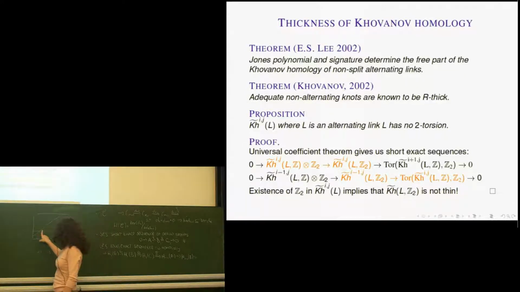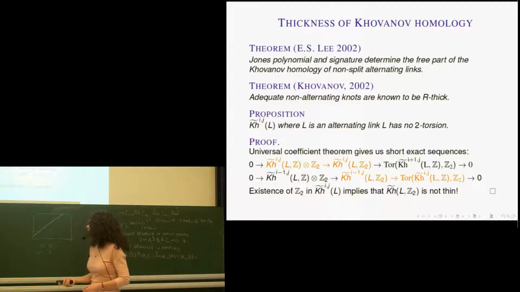So if your version of Khovanov homology looks like this, then you know that the ranks of these groups are equal to the corresponding coefficients of the Jones polynomial. And then, based on the previous theorem, we know that this diagonal is precisely where the signature of a knot is. So that's basically a sketch that the free part of Khovanov homology is completely determined by the Jones polynomial and the signature of a knot. Okay, so that's maybe a disappointing result, but maybe not.